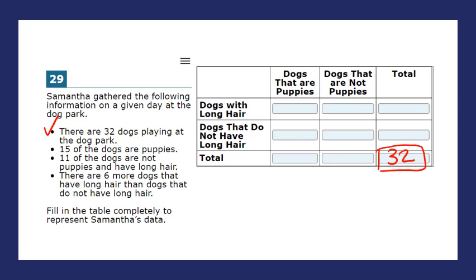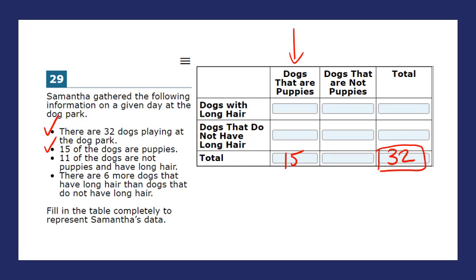So we know that 32 goes in that bottom right hand corner because that is the total dogs in this park. The second piece of information says 15 of the dogs are puppies. So let's look for the category that says dogs that are puppies, and we know that in total down here there are 15 of them.